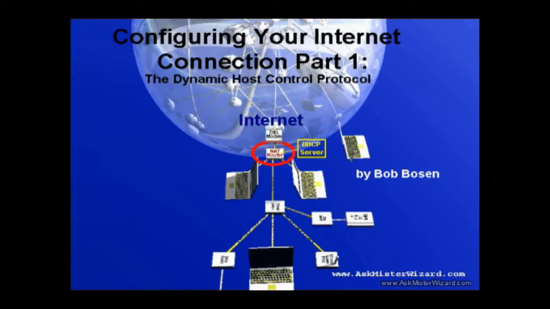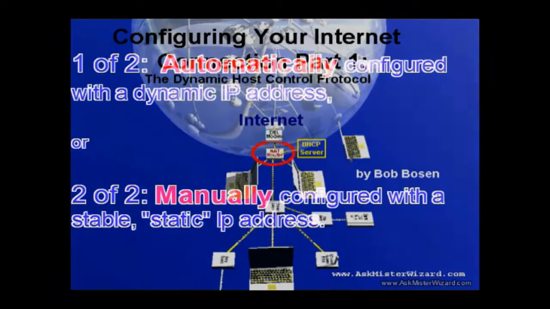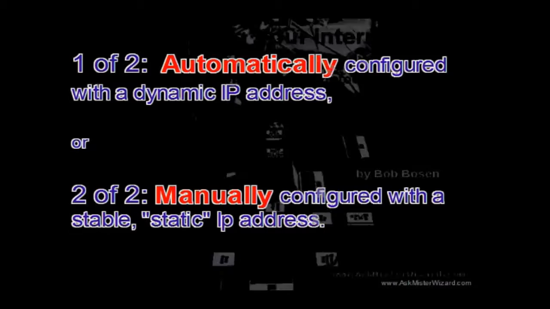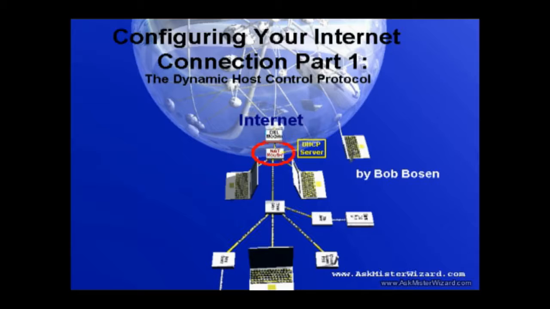The methods by which your computers and equipment learn their IP configuration details fall into 2 broad categories as follows. 1 of 2, they can be automatically configured with a dynamic IP address, or 2 of 2, they can be manually configured with a static IP address. Most people start out using the first of these options, resulting in dynamic IP addresses, as described in Configuring Your Internet Connection Part 1. Later, as they become more experienced and as they activate increasingly sophisticated services, it is commonplace to configure some of their equipment with static IP addresses.